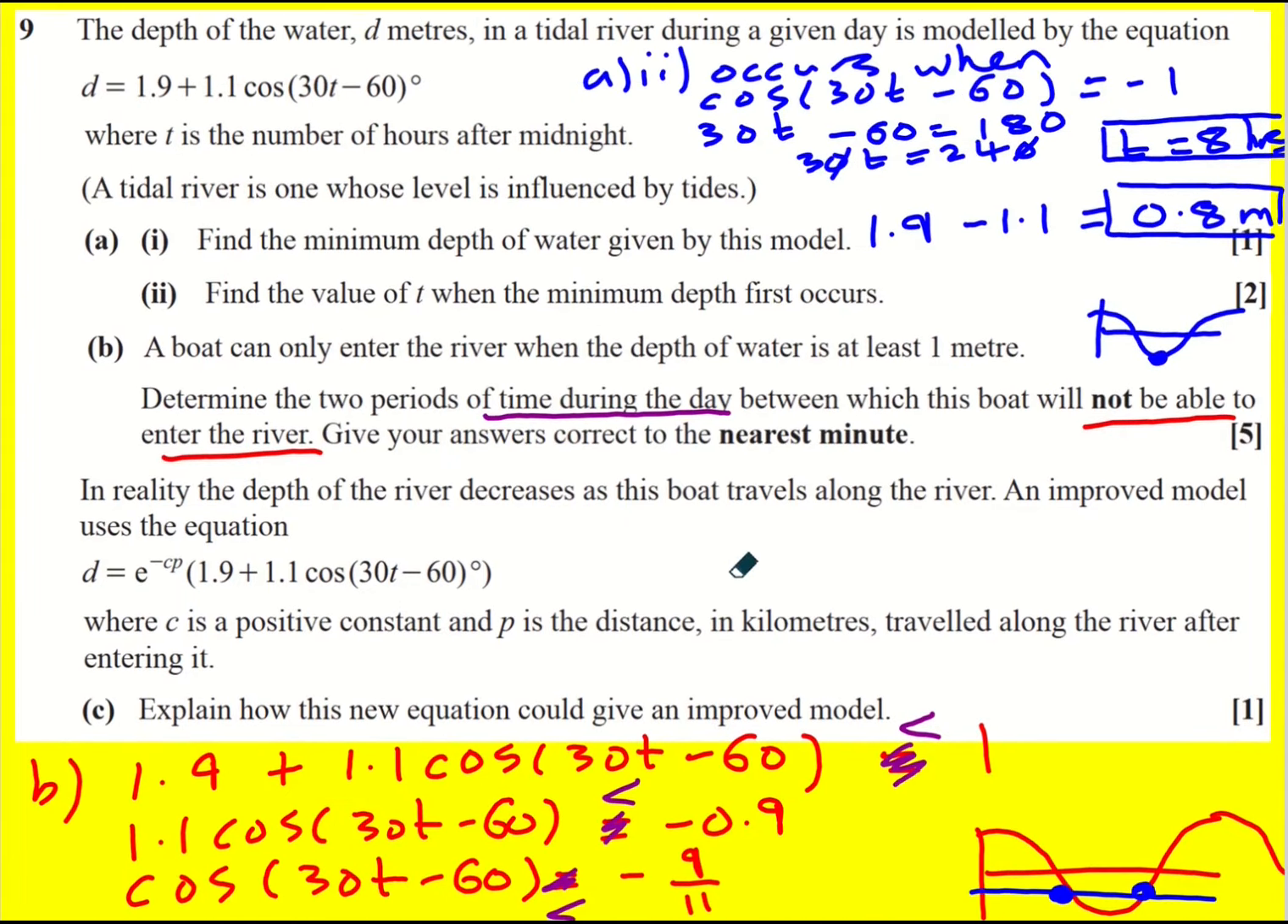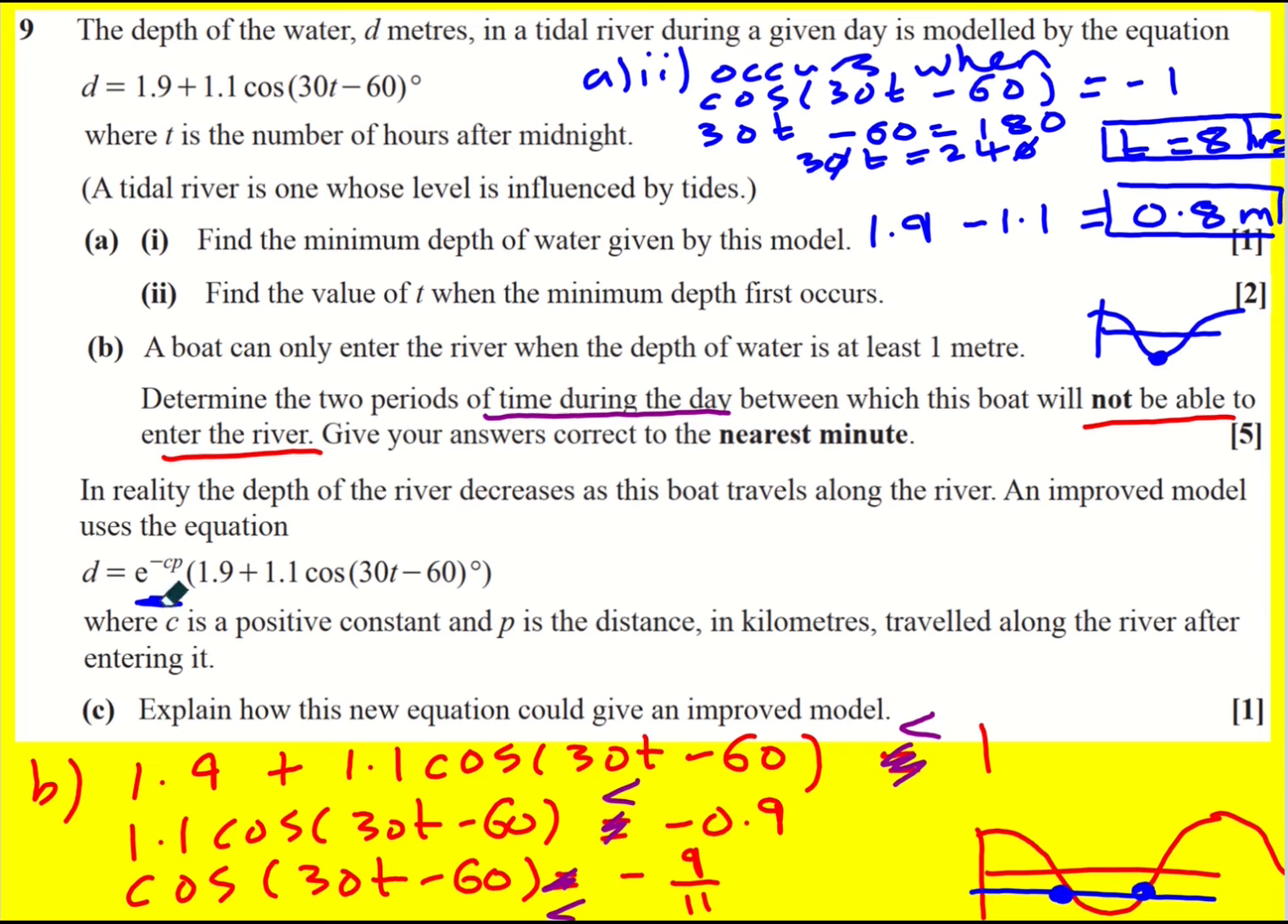In reality, the depth of the river decreases as this boat travels along the river. An improved model uses this equation. So the same thing, but now we're multiplying by an exponential term, where c is a positive constant and p is the distance in kilometers traveled along the river after entering it. Explain how this new equation could give an improved model.